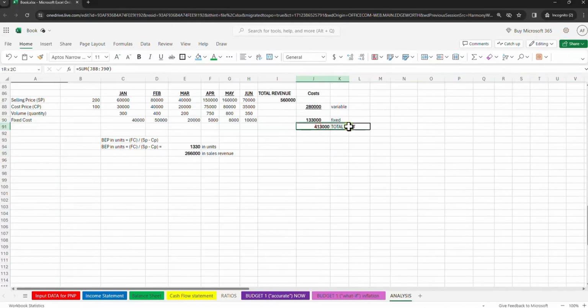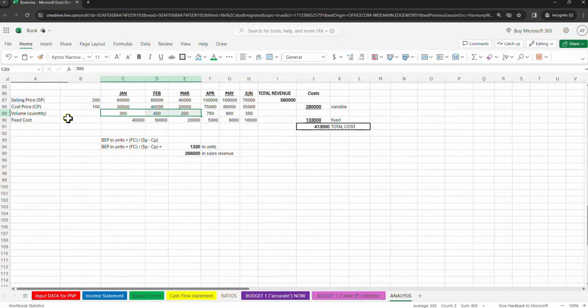Okay, so the total cost here was 41300, and obviously total revenue here was more, so we broke even at some point, which was at that point, so 1330 units. Okay, so how many units did I have here? 300, 400, 200. Cumulatively I've got 900. If I add up there, I get 1,650. Right, so I would break even between March and April after having sold that number of units.